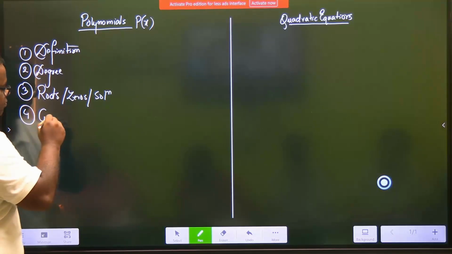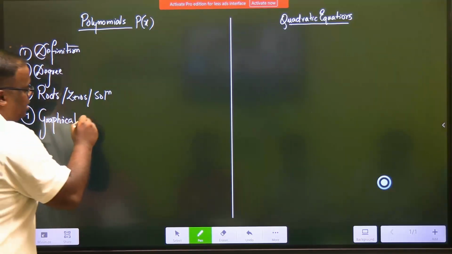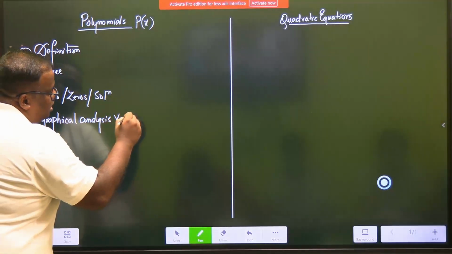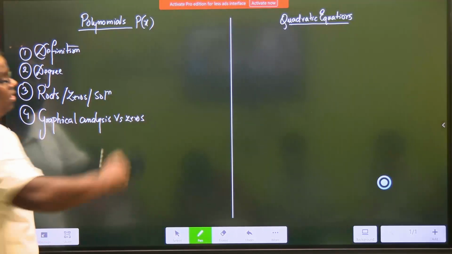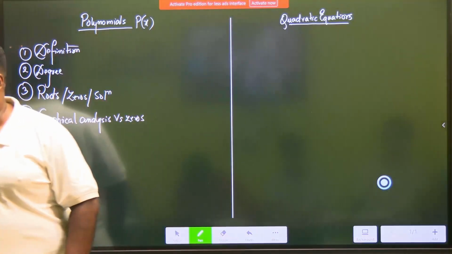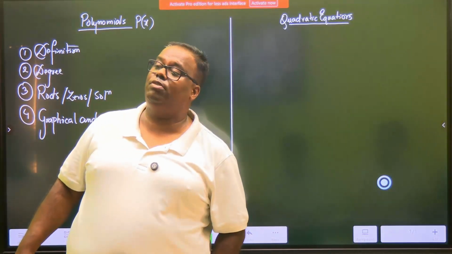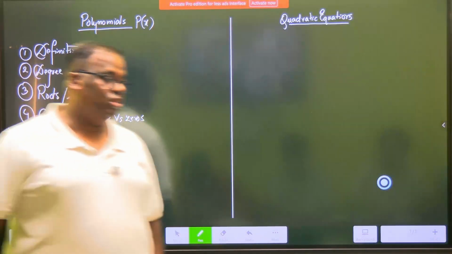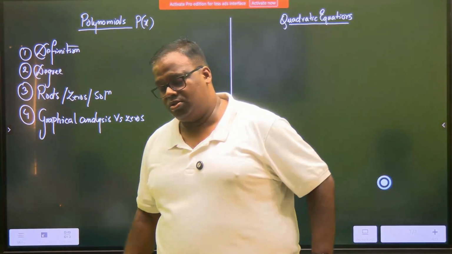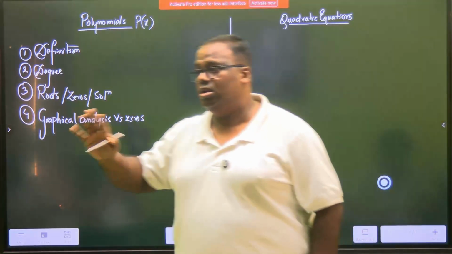graphs, graphical analysis versus zeros. Let us ask ourselves, a constant polynomial will never have a 0. Graphically, what is 0? The points on the x-axis where the graph touches the x-axis. A constant polynomial will always have a graph that is parallel to the x-axis. They will never meet each other. So there is no 0.